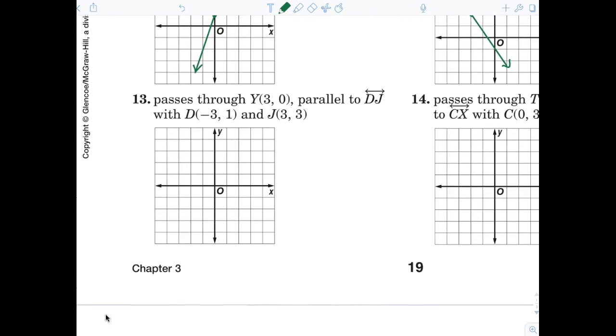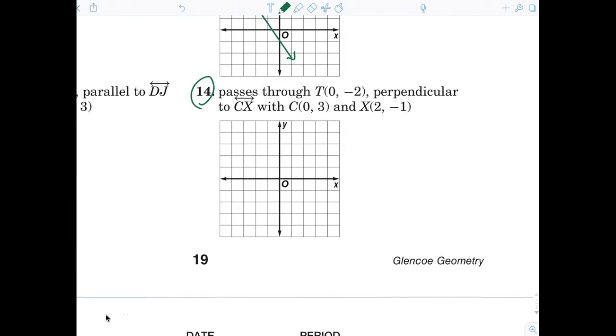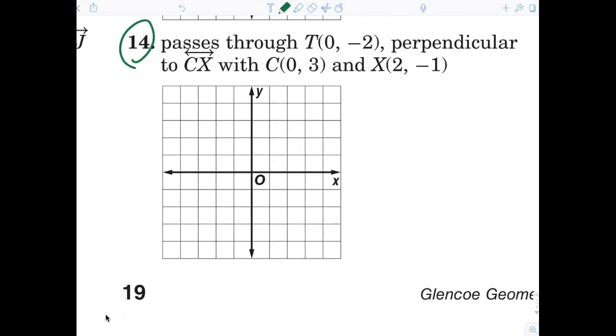We want a line. I'm going to do 14, because I think you can do 13. I want a line that passes through (0, -2), so I'm going to plot (0, -2). Now I want it to be perpendicular to CX. So I have to figure out what the slope of CX is. Do we agree? So the slope of CX is equal to (3 plus 1) over (0 minus 2). So the slope of CX is -2.